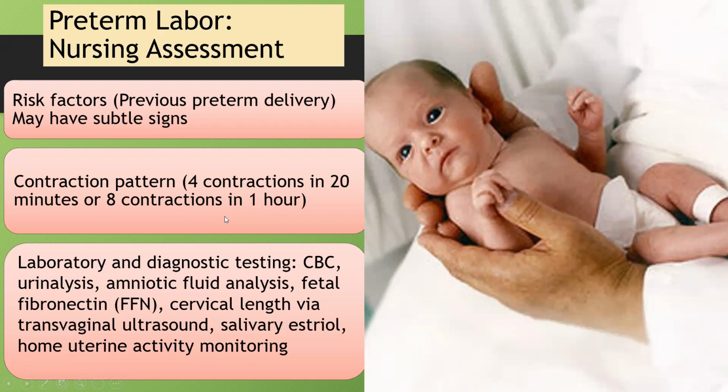Looking at subtle signs, we want to pay attention to contraction patterns: 4 contractions in 20 minutes or 8 contractions in an hour. Here is a list of the different laboratory tests that we can do. Fetal fibronectins have become popular. We are doing ultrasound to determine if there's actual dilation and effacement of that cervix. So all kinds of different tests can be done. And the only thing we can do if it's imminent is to help the baby mature the lungs by using corticosteroids in the mom and be ready with a good team.